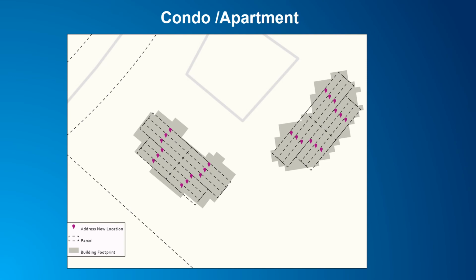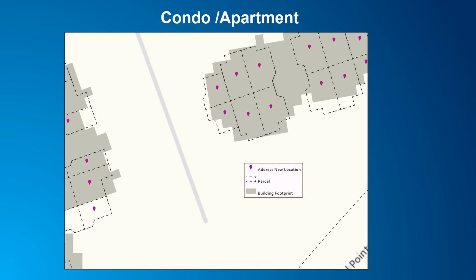We used Q-code and property class attribute to identify condos. The address was moved on top of the intersected building footprint. Some cases the building footprint didn't align properly with the parcel data, as you can see here in the left hand corner. Based on the Q code, we knew it was a condo but flagged it for further review.